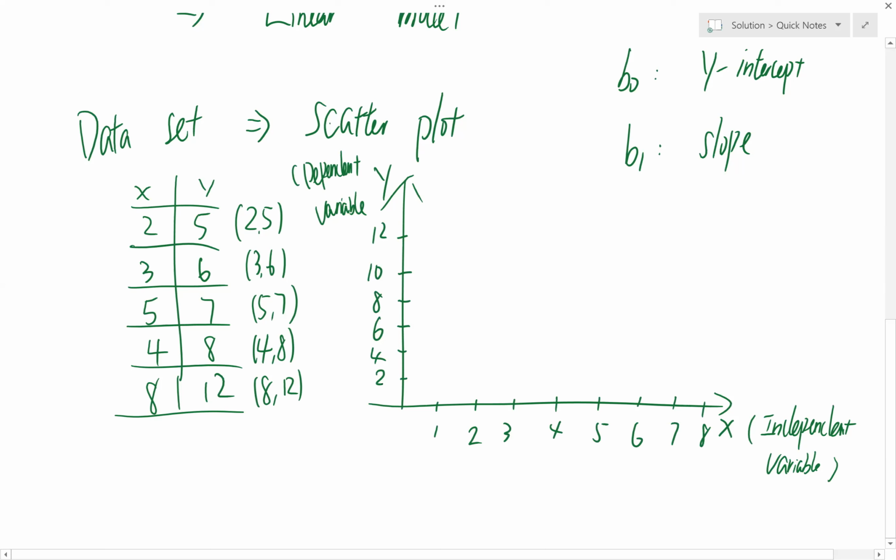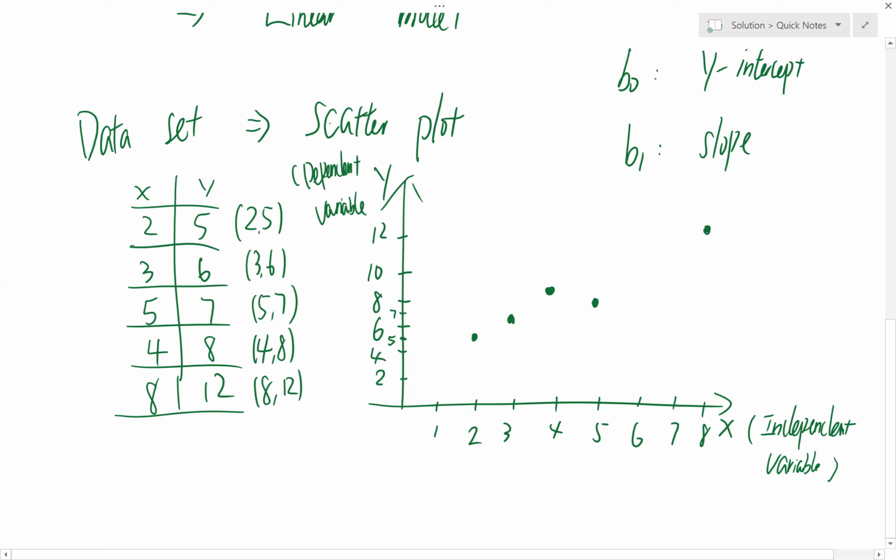We start plotting. (2, 5) is the first ordered pair and goes here. 5 is right in the middle. We make it a solid point. (3, 6) is a little above it. And (5, 7), where 7 is right in the middle of those. And we have (4, 8). And then the last ordered pair is (8, 12). All right, here we go.